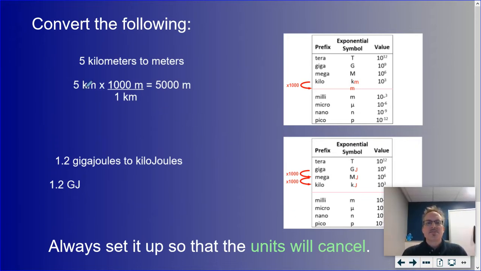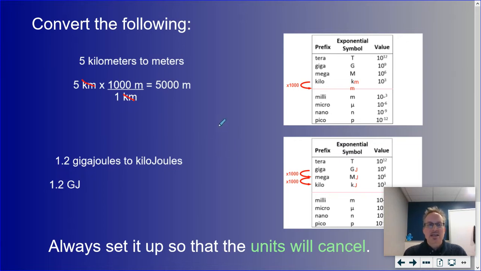Let's take 5 kilometers and go to meters. Here's where kilometers would be on this, and meters would be on the normal line, so we're going to go down 1 step. Take 5 kilometers. For every 1 kilometer, there are 1,000 meters in a kilometer. We're going to write it so that the units will cancel off. You put the 1,000 meters on top and the kilometer on the bottom, so kilometer on top and kilometer on the bottom are going to cancel out.